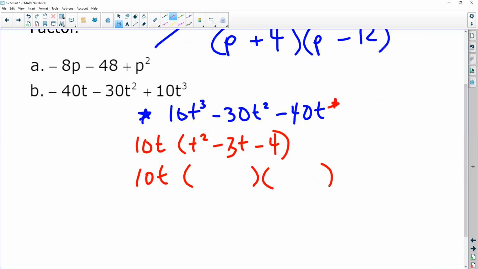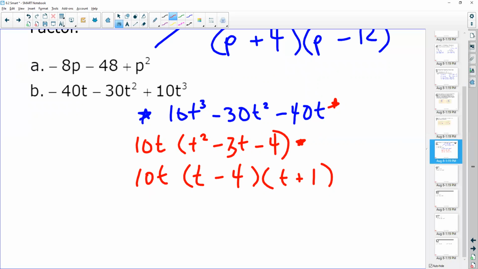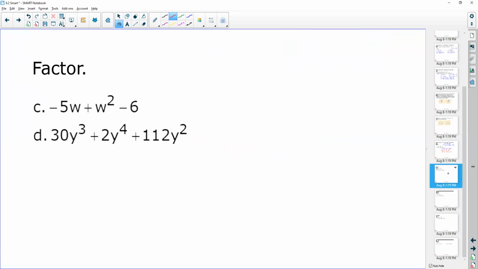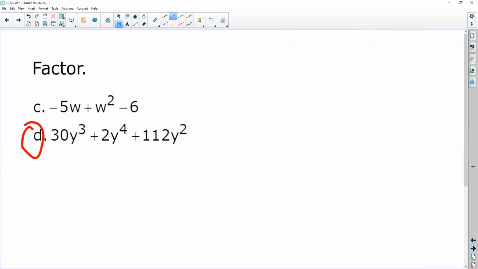So I know the signs are going to be different because this is a negative 4. So I need two numbers that multiply to negative 4 and add to negative 3. So it's going to be t, let's see, minus 4 and t plus 1. All right, try another. You try these two. Work very similarly. They have to go in standard form. And if there is a common term, as there is for D, pull it out first. So let's see. The answer for C should turn out to be w minus 6, w plus 1.